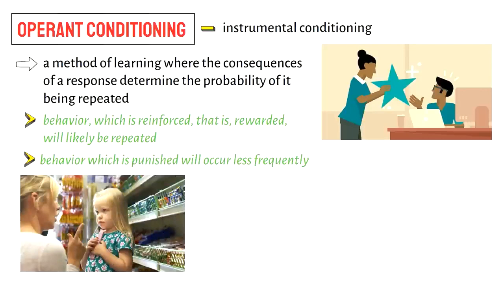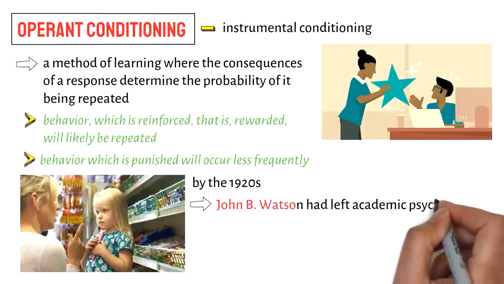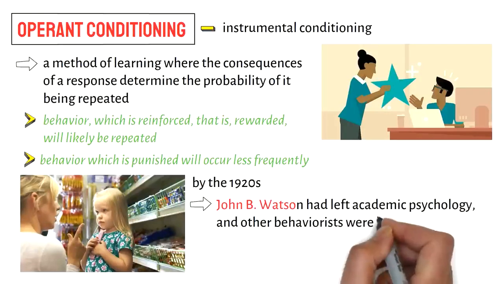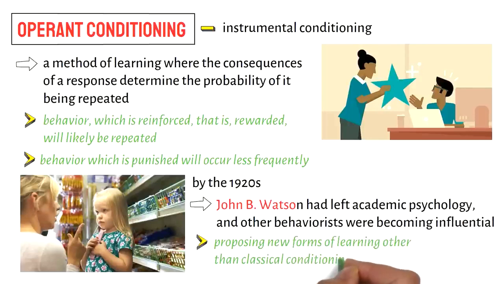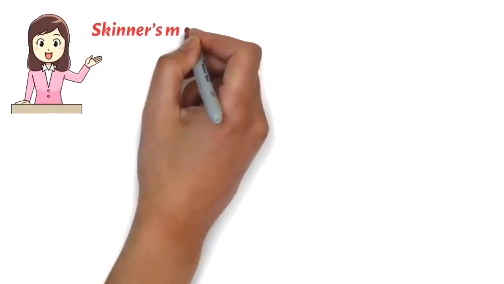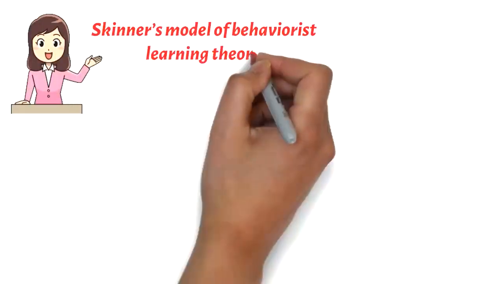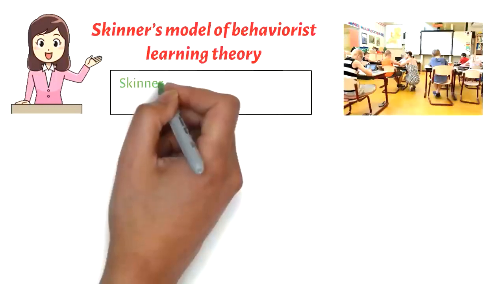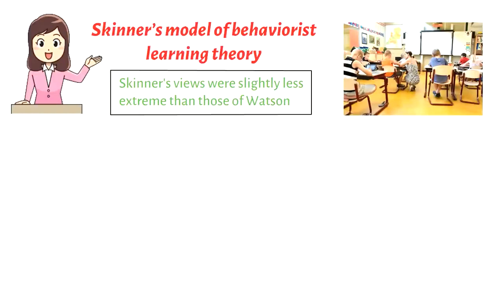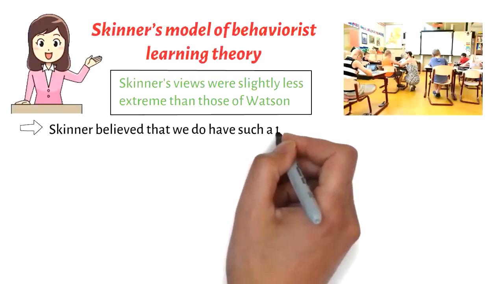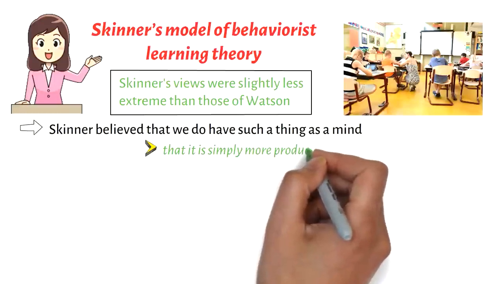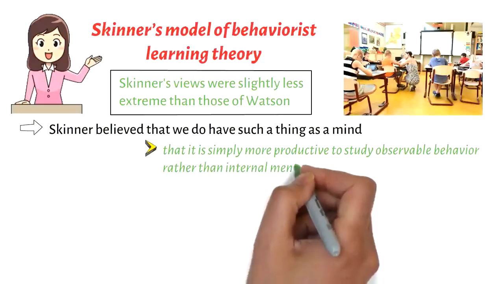It is important to remember that by the 1920s, John B. Watson had left academic psychology, and other behaviorists were becoming influential, proposing new forms of learning other than classical conditioning. One of the most important of these was Skinner's model of behaviorist learning theory. But it must be noted that Skinner's views were slightly less extreme than those of Watson. In fact, Skinner believed that we do have such a thing as a mind, but that it is simply more productive to study observable behavior rather than internal mental events.